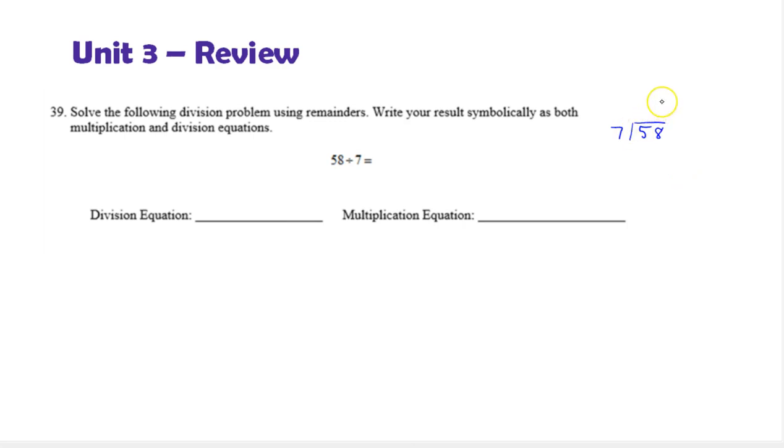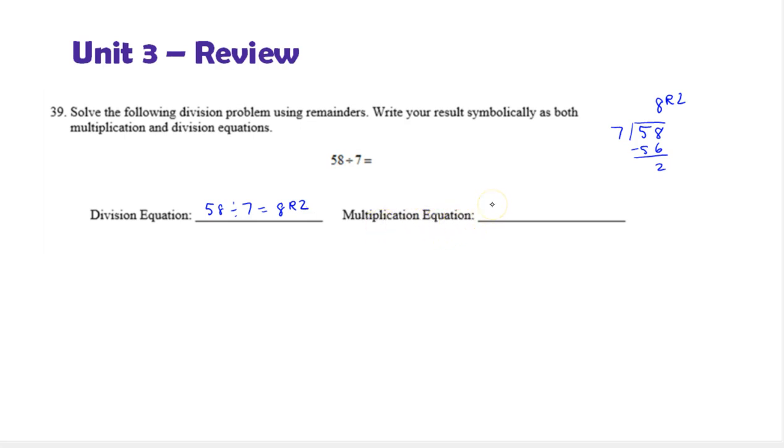So it went in 8 whole times. 8 times 7 is 56. We have 2 left over. 7 can't go into 2 anymore, so that's our remainder. So our remainder is a whole number. So to write this as a division equation, we'd say 58 divided by 7 equals 8 with a remainder of 2. Now, what does this mean in terms of a multiplication equation?